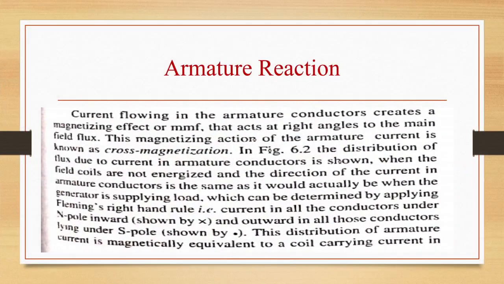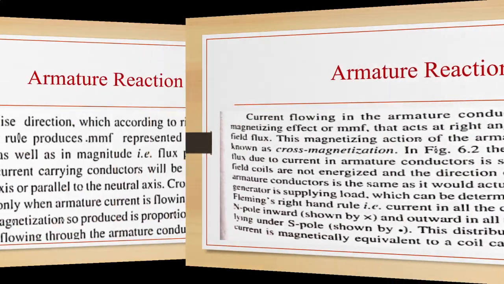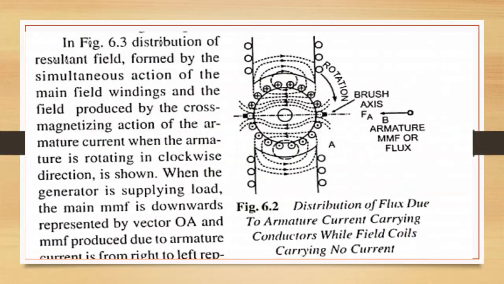So the distribution of flux due to current in armature conductors is shown in the figure. I'll show you, students, here. Distribution of flux due to armature current carrying conductors while field coils carrying no currents is shown in this figure. All of you make a note of this figure.